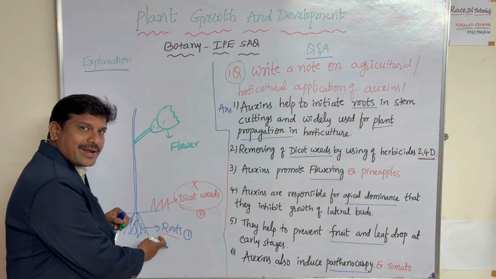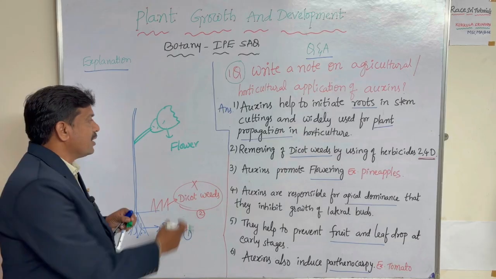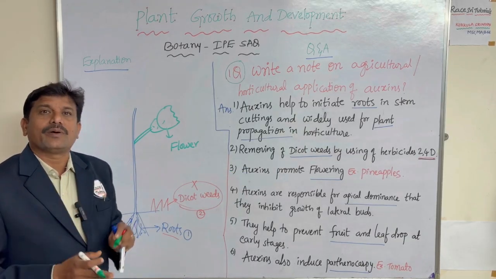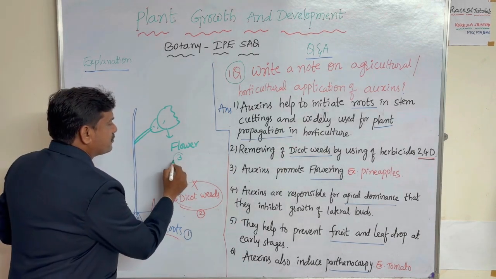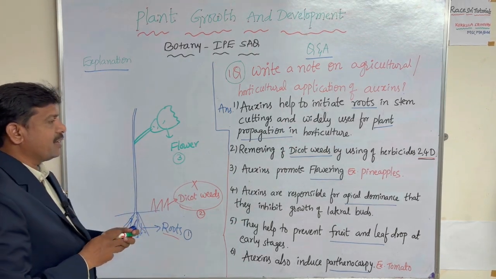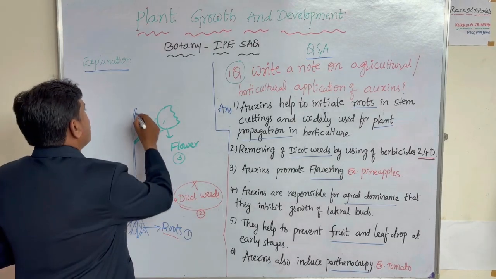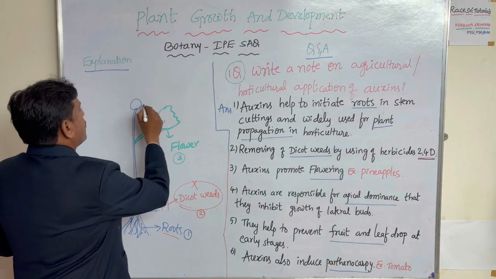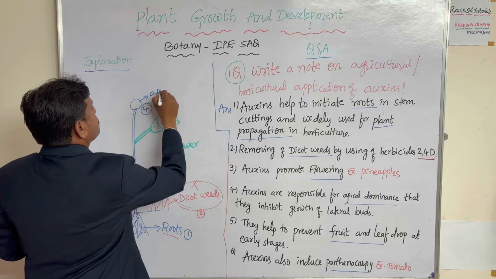This is for understanding purposes, the physiological clues you will catch. First, root initiation. Second, removing dicots. Third, inducing flowering, promoting flowering, useful in pineapple. This finishes the third point. And the fourth one: auxin is responsible for apical dominance. This is the fourth one.